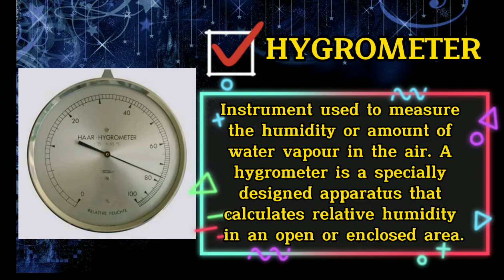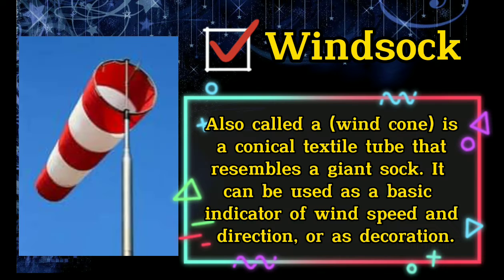A hygrometer is an instrument used to measure the humidity or amount of water vapor in the air. A hygrometer is a specially designed apparatus that calculates relative humidity in an open or enclosed area. A windsock is also called a wind cone. It's a conical textile tube that resembles a giant sock. It can be used as a basic indicator of wind speed and direction, or as a decoration.